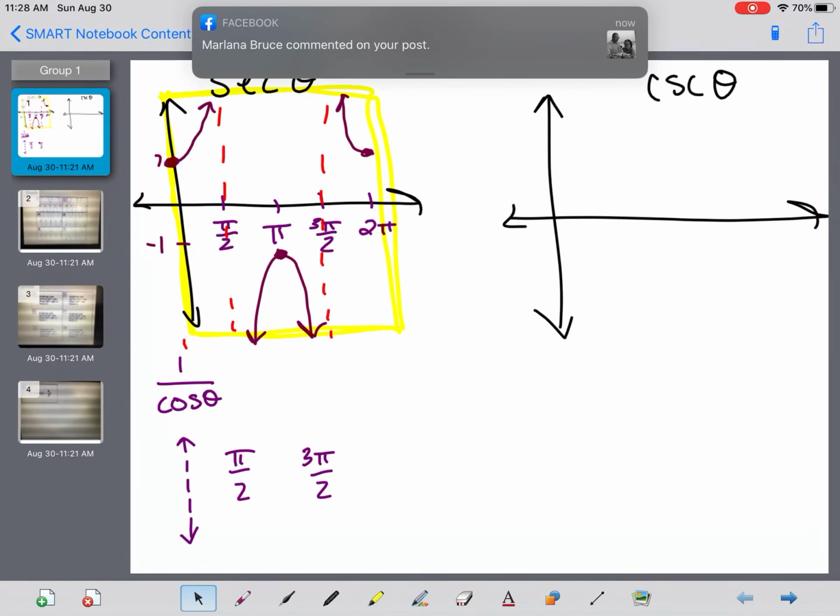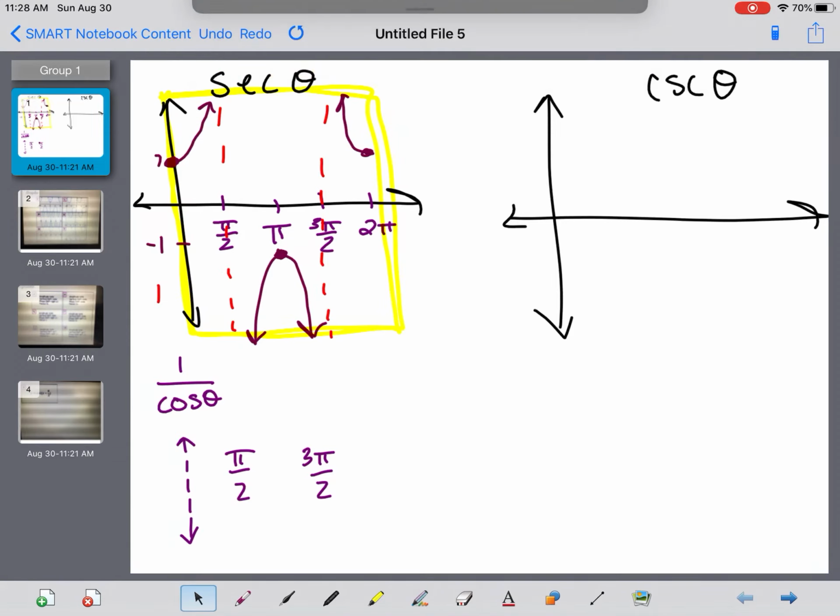And I'm going to move those vertical asymptotes out of the way so you can see on this graph what you're looking at. Oh, good. It looks like I can only move one of those little dashes at a time. That's stupendous. We'll just move all of the things.